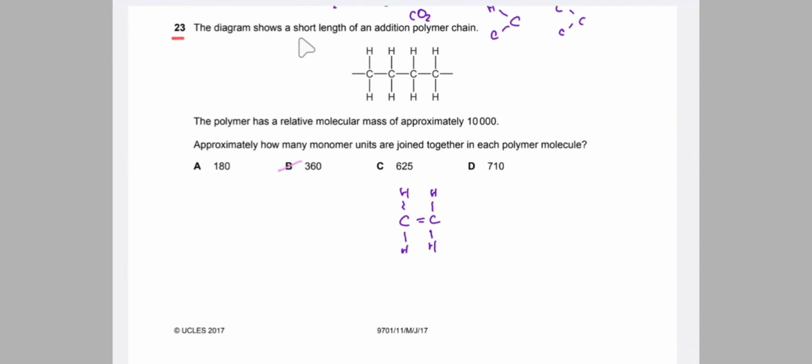23. The diagram shows a short length of an addition polymer chain. The polymer has a relative molecular mass of approximately 10,000.